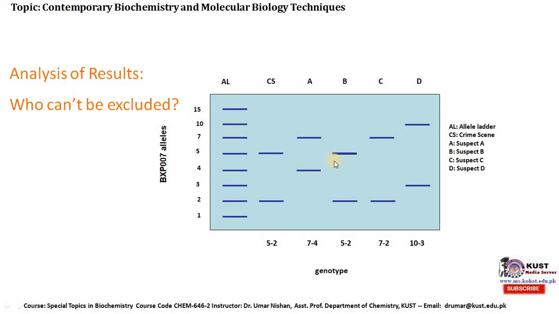This is how crime scene investigators, with the help of DNA profiles, can reach the culprits of different crimes. This is one example. There are many others.